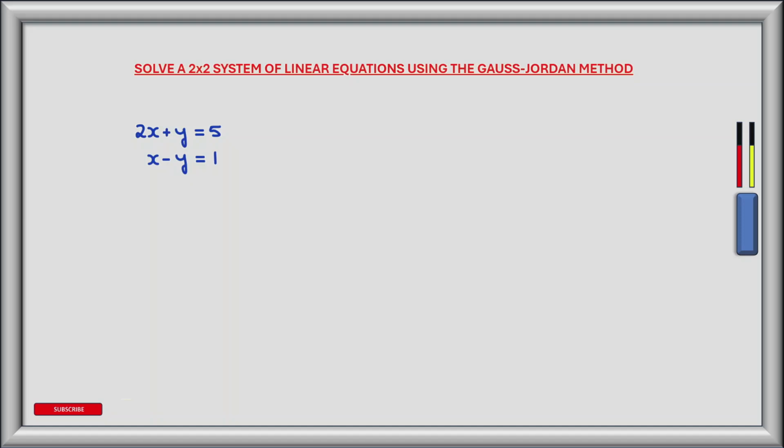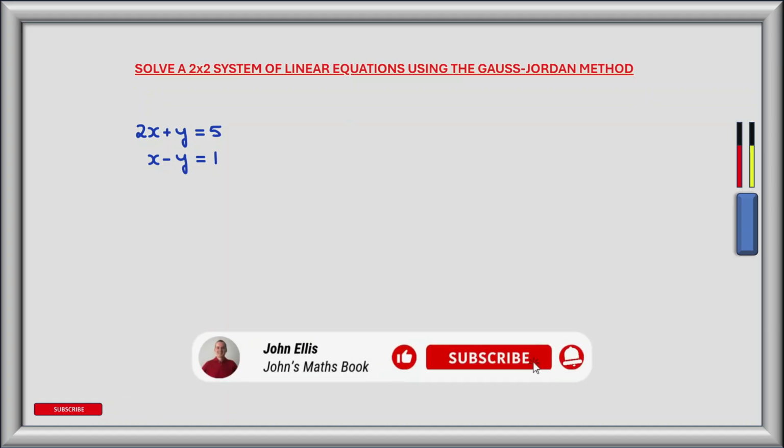Suppose we have a 2 by 2 system of linear equations. Let's look at how we solve for x and y using the Gauss-Jordan method. Stick around and I'll show you how to produce an augmented matrix and then manipulate the matrix into reduced row echelon form. The system of equations we're asked to solve is shown on the board.